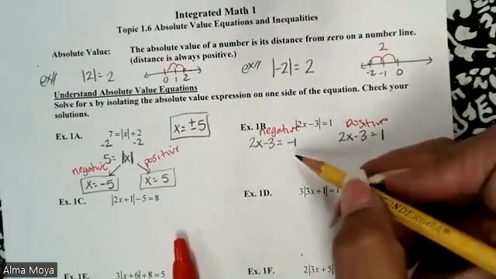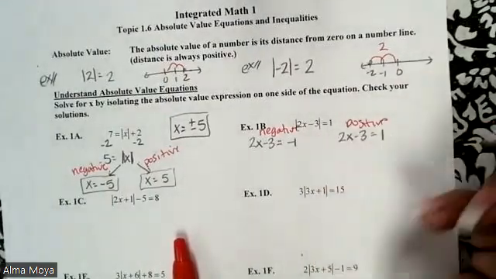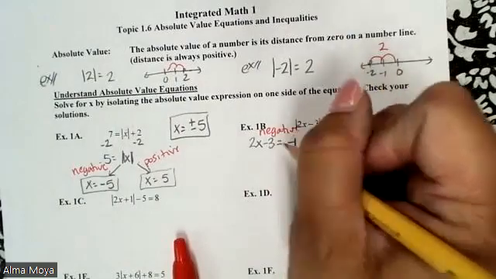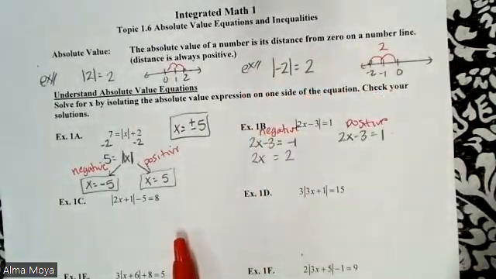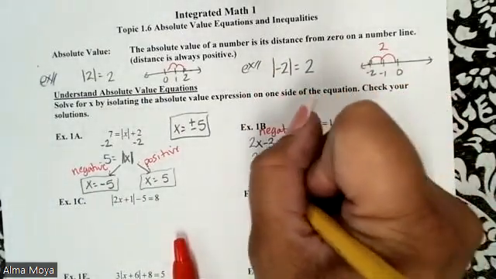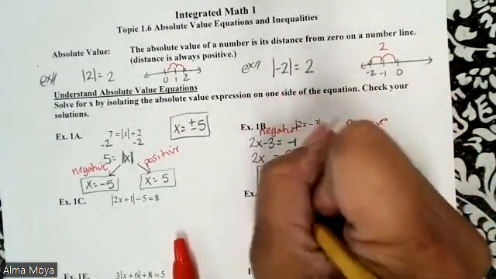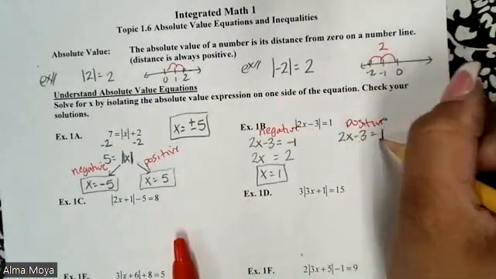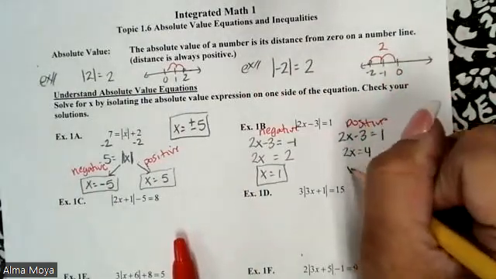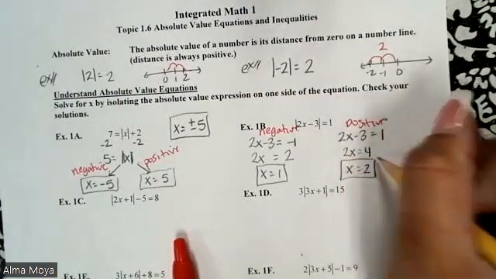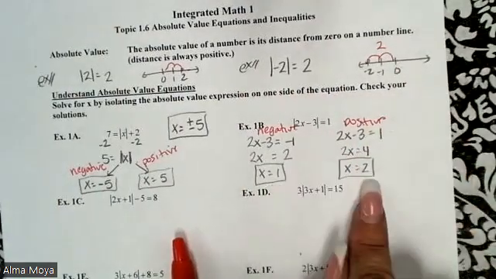Next, I need to solve each of these separately. So right here, I'm going to add 3 to both sides. So when I add 3 to both sides, I get 2x equals 2. And then I'm going to divide by 2 to both sides. So x equals a positive 1. Here, I'm going to add 3 to both sides. So 2x equals a 4. And then divide by 2. So x equals a positive 2. So your answer here is x is 1 and x is 2.